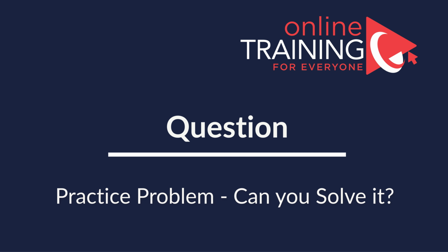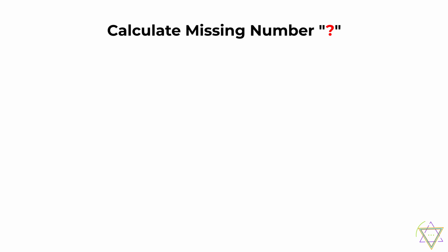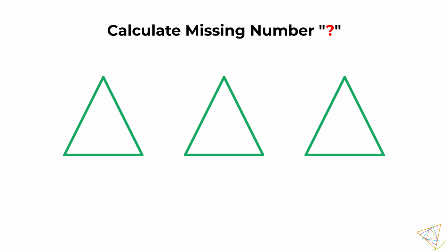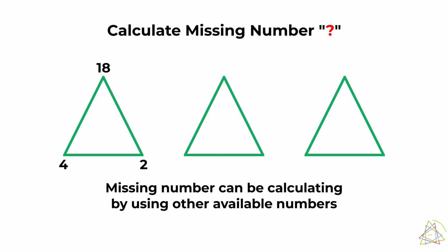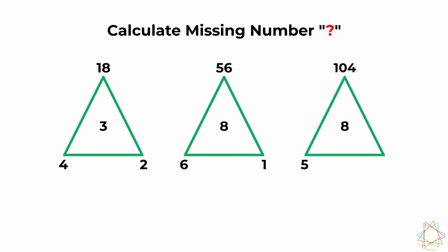Here's the question for you to practice. You need to calculate the missing number, and you're presented with 3 triangles. Each triangle has numbers in the corners as well as in the middle. The first triangle has the number 18 on the top, numbers 4 and 2 at the bottom, and number 3 in the middle. The second triangle has number 56 on the top, numbers 6 and 1 at the bottom, and number 8 in the middle. The third triangle has number 104 on the top, number 8 in the middle, number 5 in the bottom left corner, and the number in the bottom right corner is missing. Your choices are 9, 10, 11, and 12.